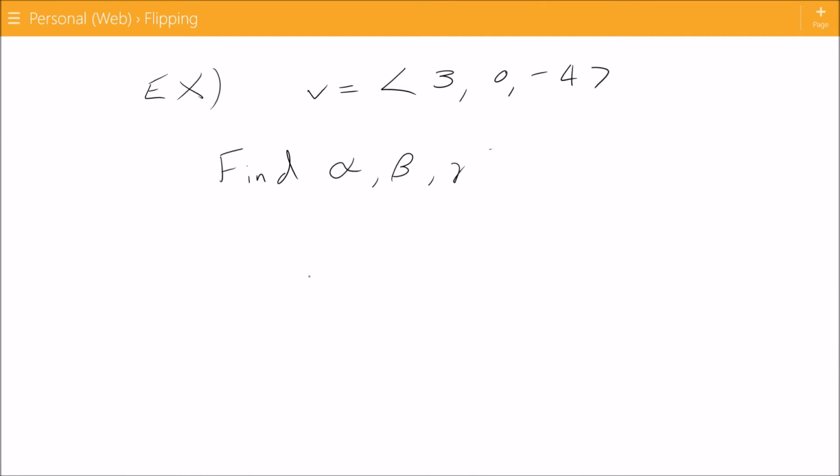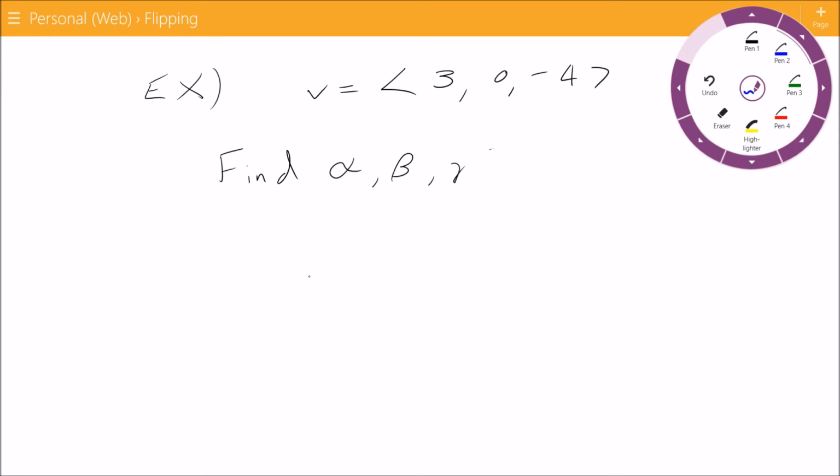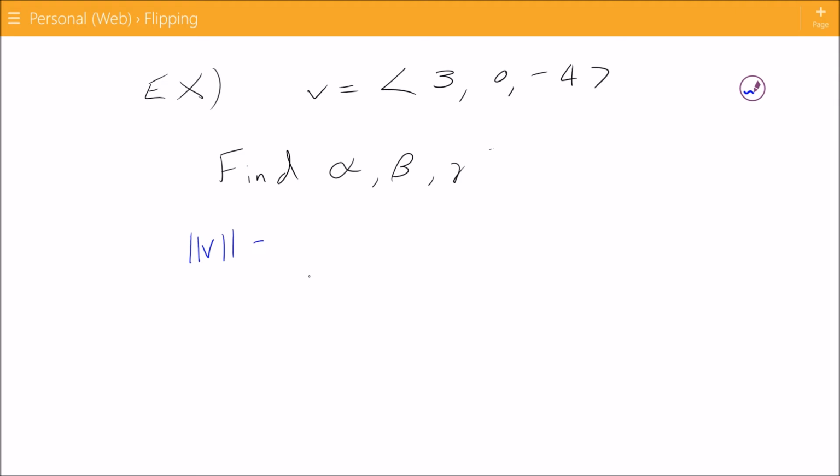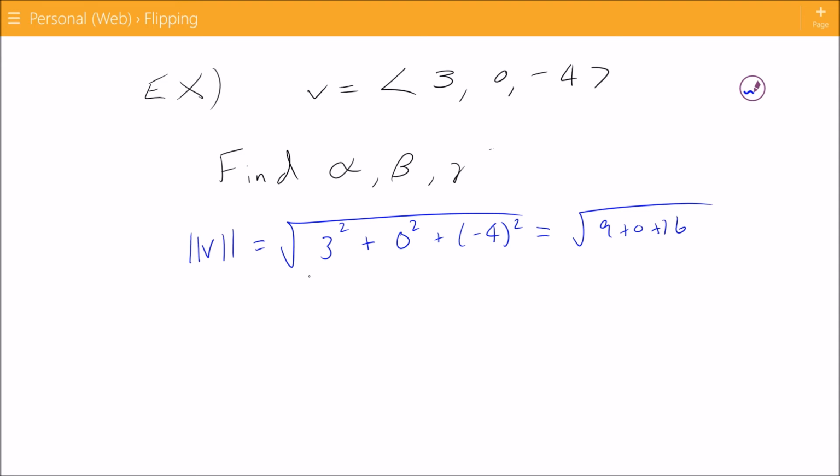So I need to find alpha, beta, and gamma for this vector, v. First thing I need is the magnitude. That's going to be the square root of 3 squared plus 0 squared plus -4 squared, which gives me the square root of 9 plus 0 plus 16, which equals the square root of 25, which is just 5. Nice number.